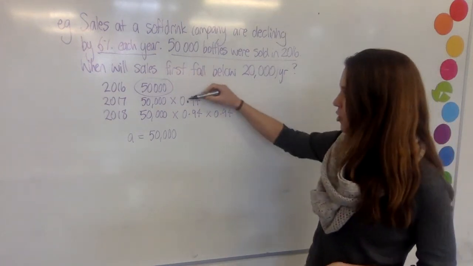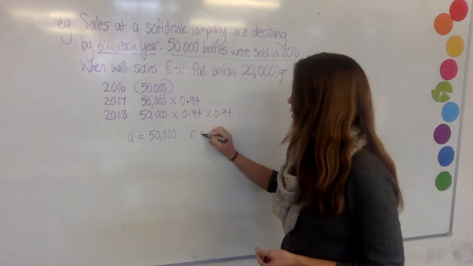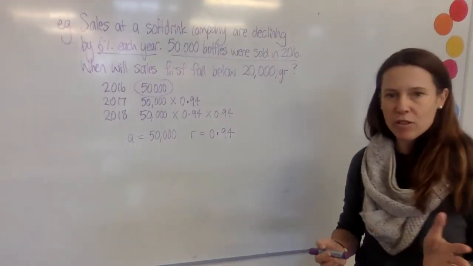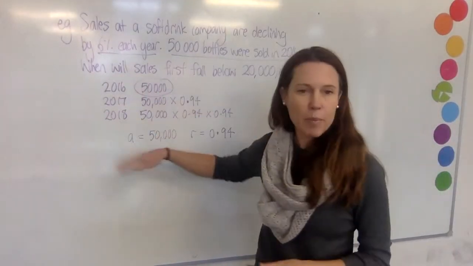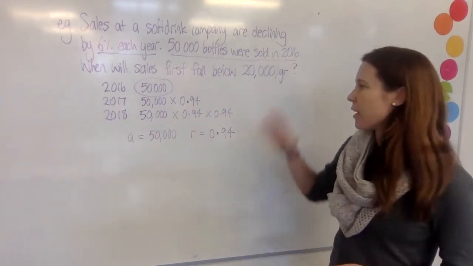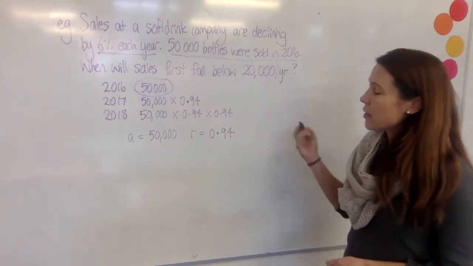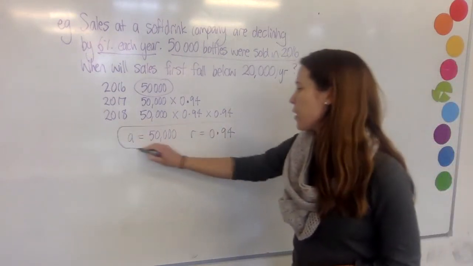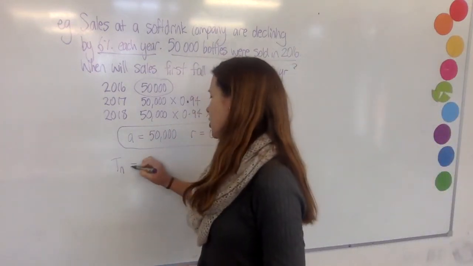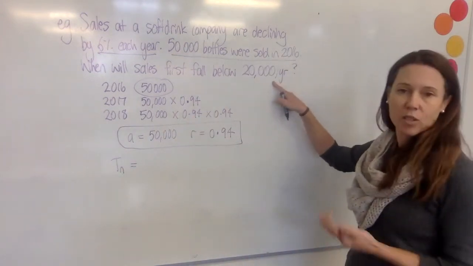To find each term you have to multiply by that common ratio, and in this case our common ratio is 0.94. Now, it would be possible to solve this using trial and error, just making up a bit of a chart and working out how many bottles were sold each year until you get to the answer. But that's a slow way of doing it, and we want to be able to work a little bit smarter than that. So, we've got everything that we need to come up with any term that we want of our geometric series. So we want to find the term that is less than 20,000.